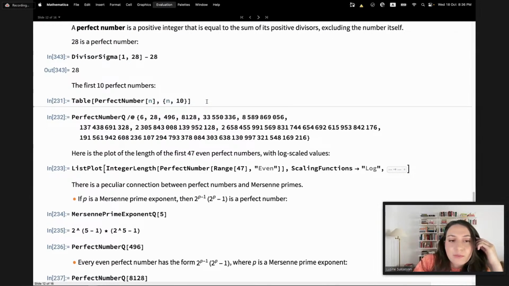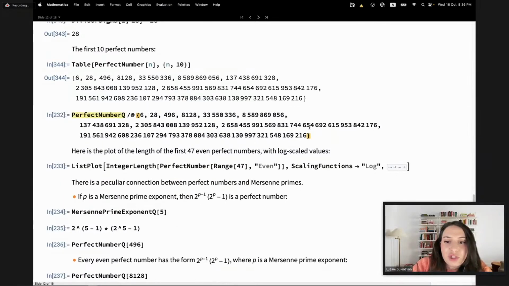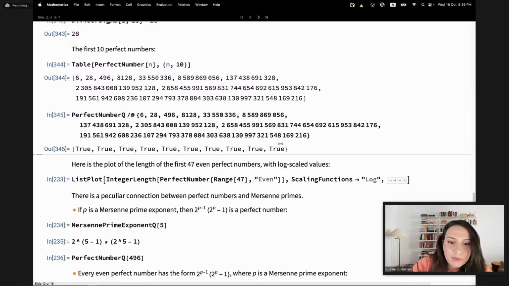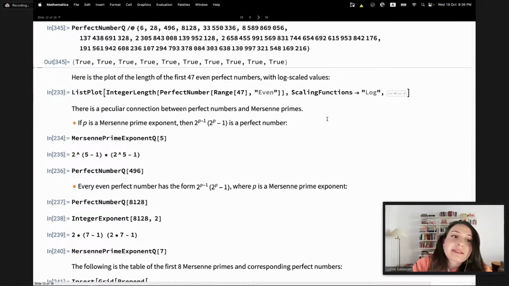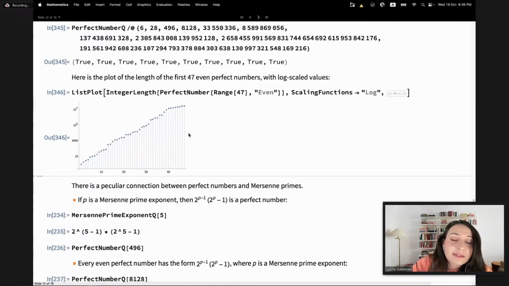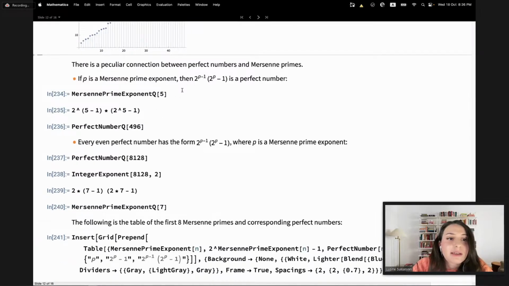Here are the first 10 perfect numbers. We can even check them if they are perfect or not by using the function PerfectNumberQ. Yes, they're perfect. And here is the plot of the length of the first 47 even perfect numbers with log-scale values. So you see that they are very rare, they grow very rapidly. And there's also a peculiar connection between perfect numbers and Mersenne primes. So the first one is, if p is a Mersenne prime exponent, then 2 to the power of p minus 1 times (2 to the power of p minus 1) is a perfect number.